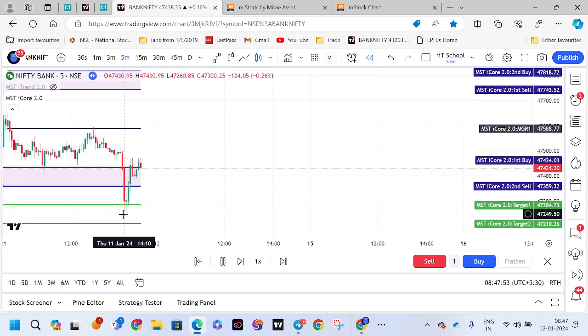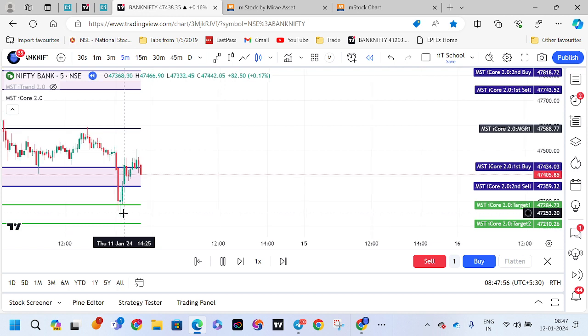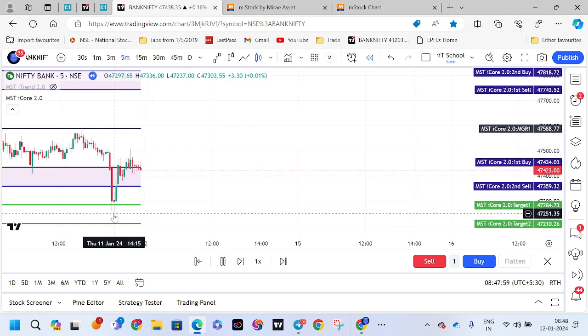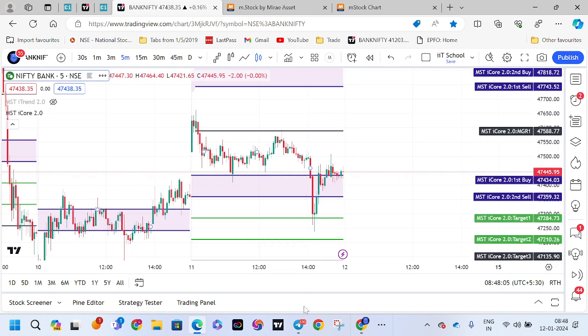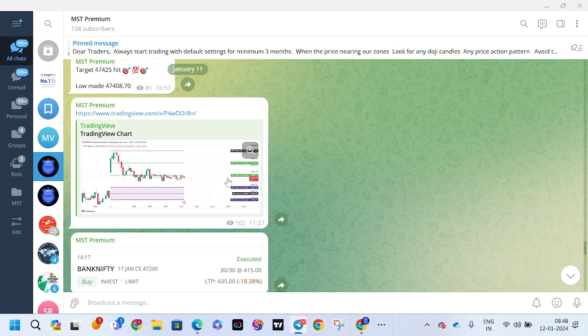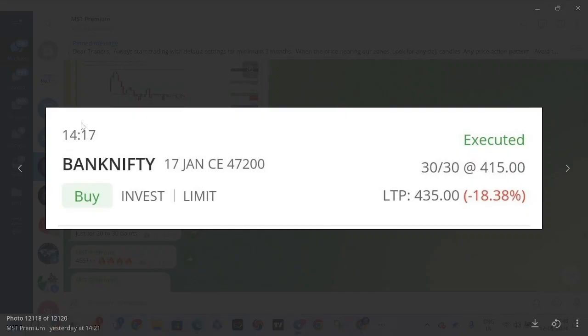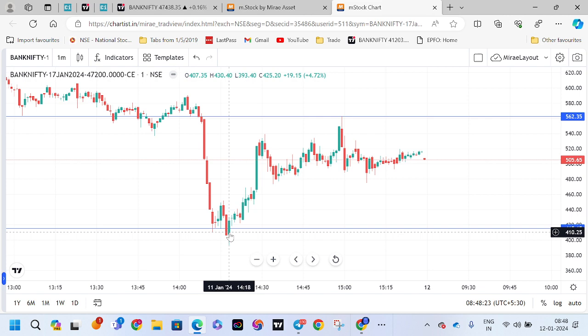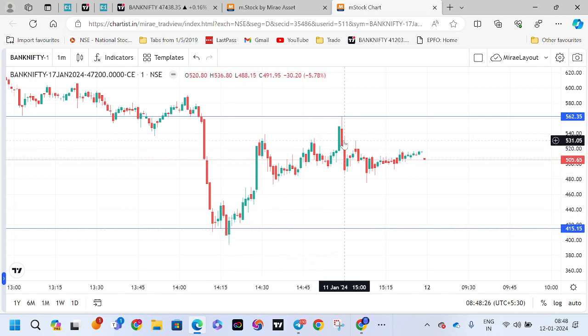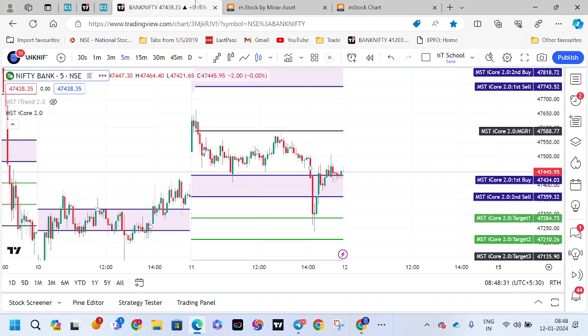But if you notice here at 217 itself, I have given the call in the Telegram group, in the free group also, to take the 47,200 call option near 400. I have taken it at 415. See here, I have shared the screenshot also. Same at 217, 47,200 call option, 30 quantity, 415 I have taken. And if you see the high of the particular strike price, I have taken it at 415 and the high made was 562.60. 150 points profit we have got. The only thing is you should have trust in our system and you should trade accordingly.